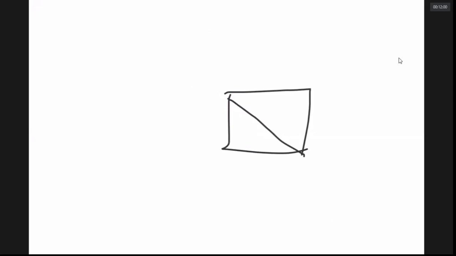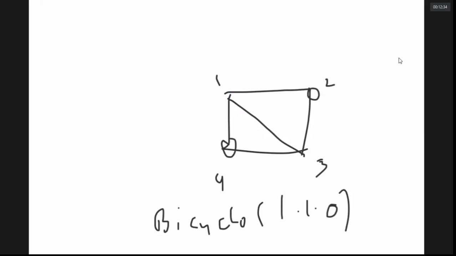Can you name this compound? So, butane bicyclo 1,1,0. Butane bicyclo 1,1 is wrong. If you look at this, it is bicyclo 1,1,0 butane.